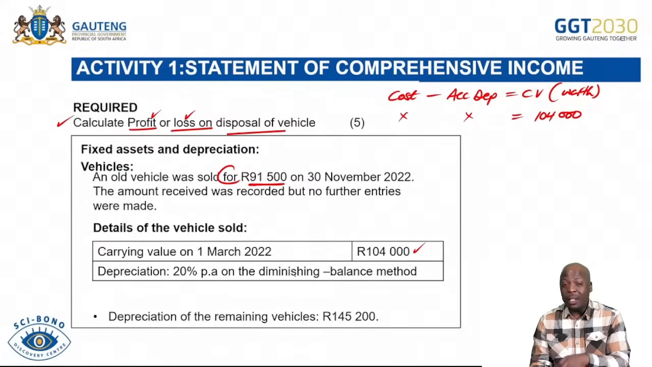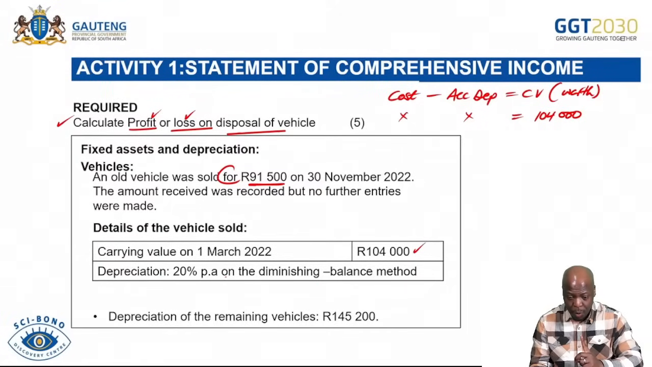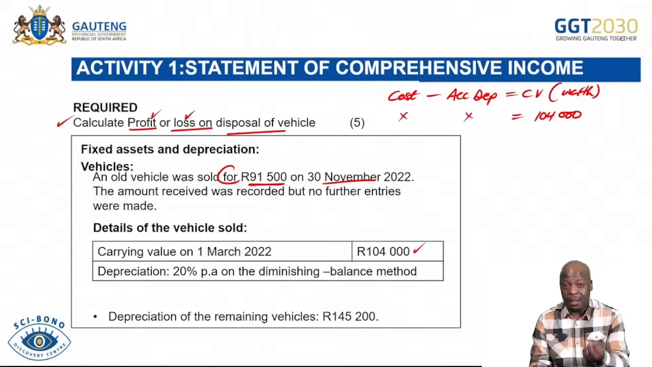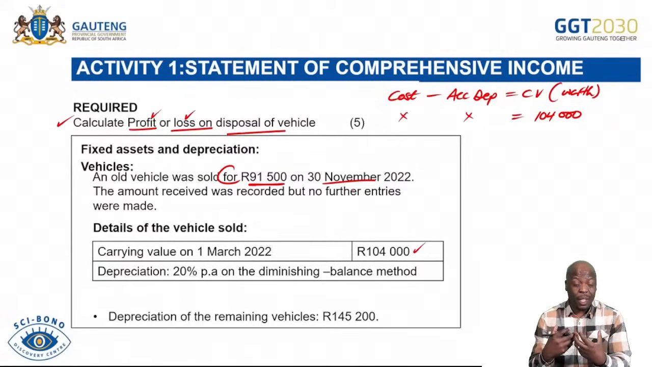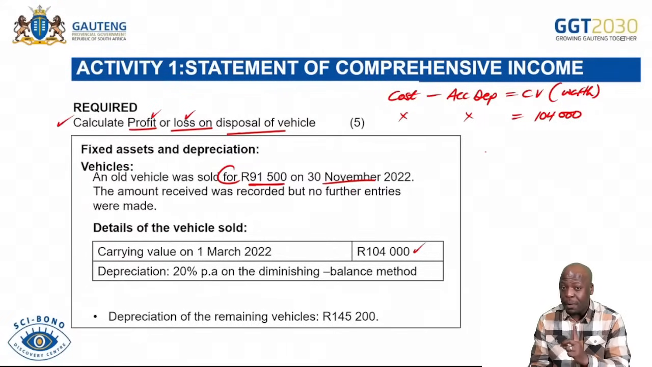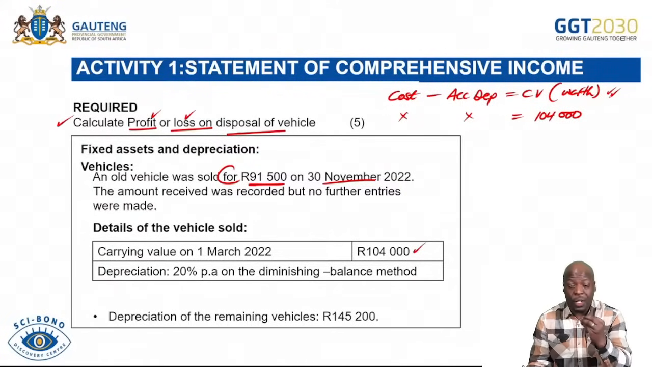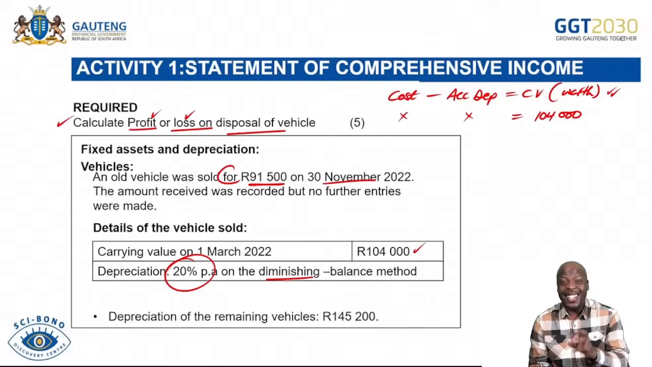And we did not dispose of this asset on the very first day of the year. We're told that we disposed of it on the 30th of November. That means this asset worked for us in this year. Once we have used it, it will lose value, depreciation. So I must calculate the depreciation for this year to get its exact carrying value on the day of disposal. You still following me? So I need to know which method of depreciation I'm going to use, and here I'm told it is 20% per annum on the diminishing balance.